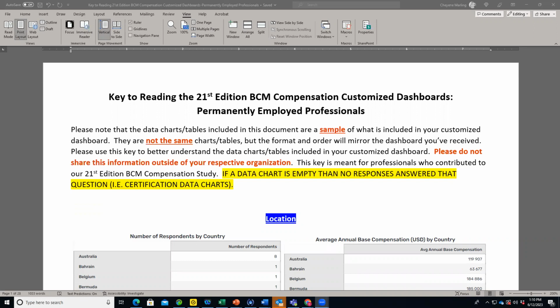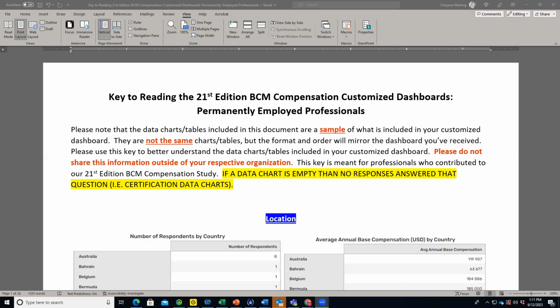Now, if you participated in our study, you got the complimentary report for all global respondents, and you also received a dashboard customized by either years of experience or a job title. This document right here is a key to help you understand and read the dashboard so you know what the data is in front of you.